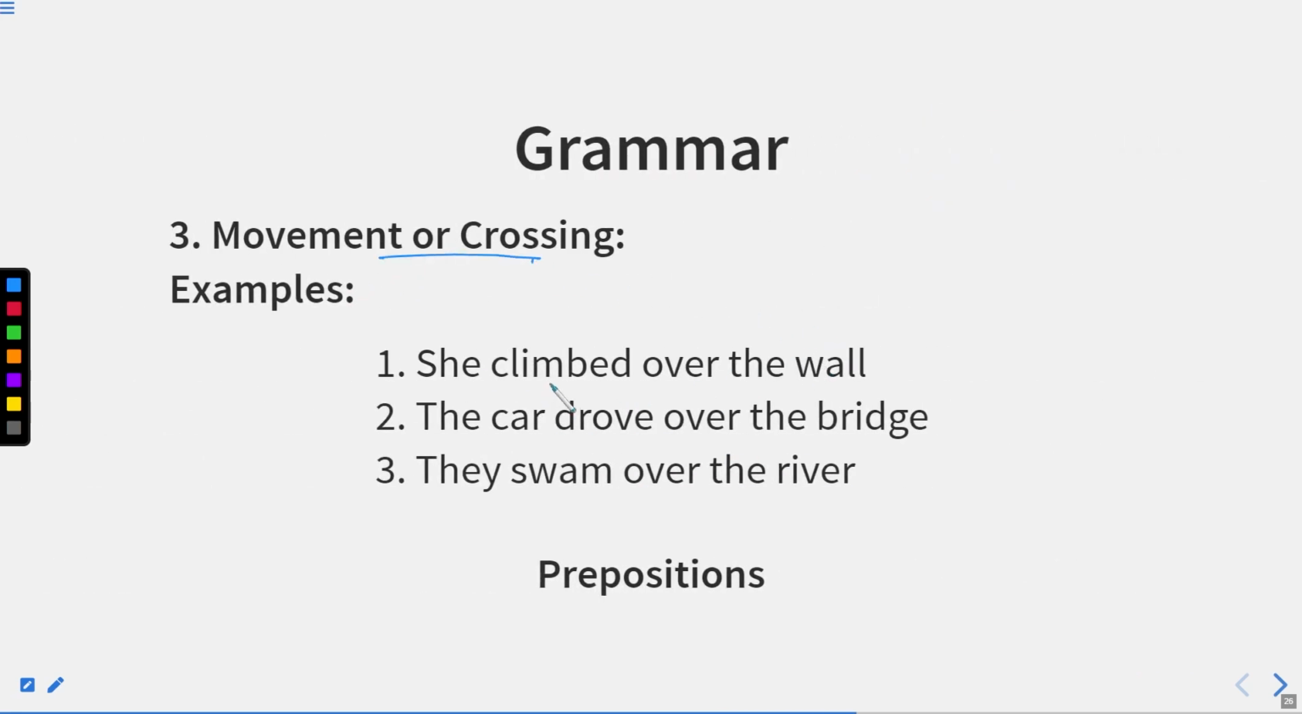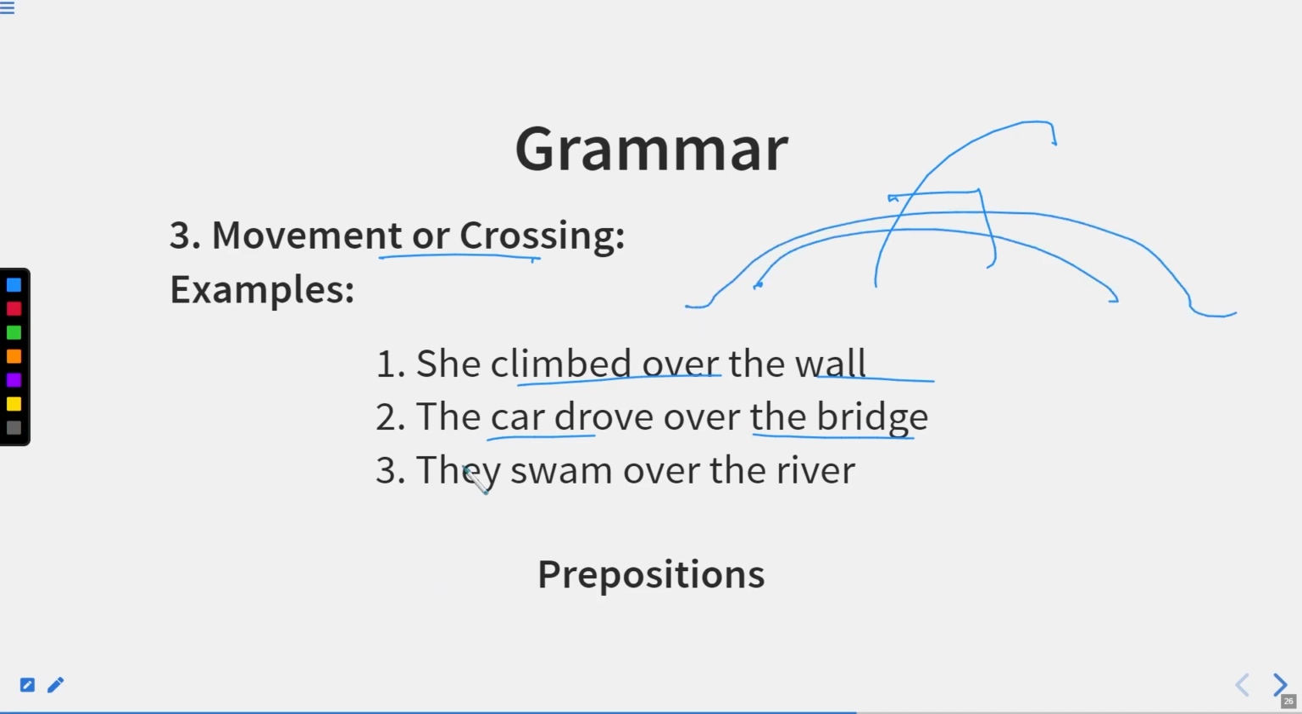Moment of crossing. She climbed over the wall. Over the wall means beyond the wall. He just crossed the wall. The car drove over the bridge. It means the bridge begins from here to there and the car just passes through from here to there. So this is over the bridge. They swam over the river. Swam over the river means they just crossed the river.